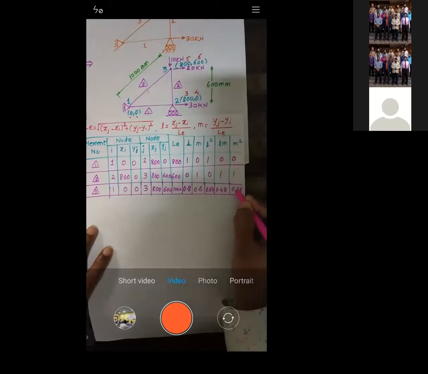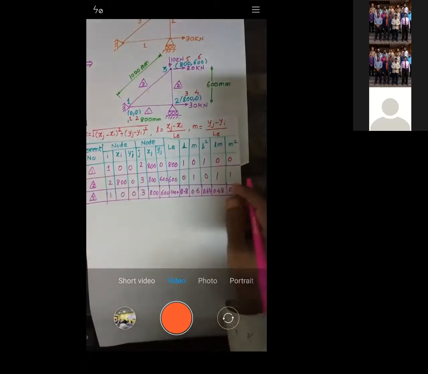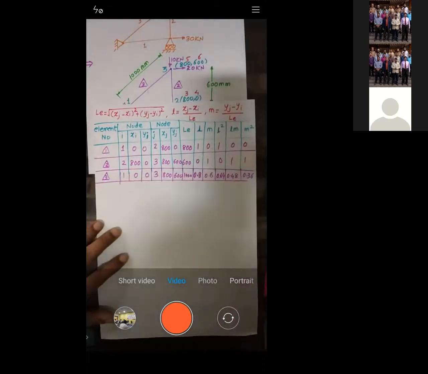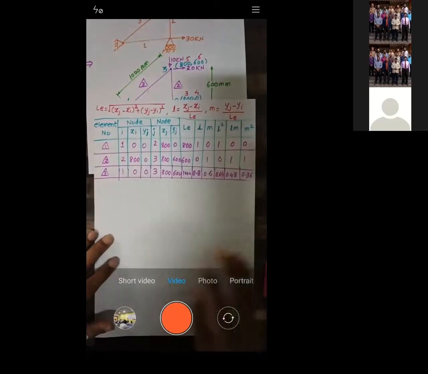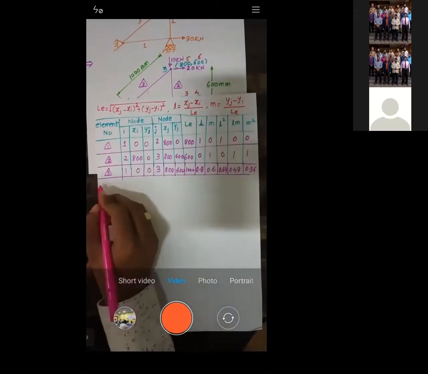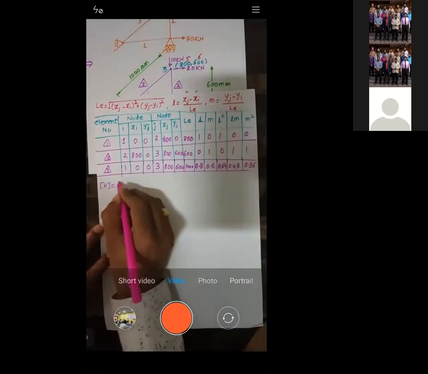Is that okay? Is it okay with this table or not? Let me know, all of you. Is it okay?